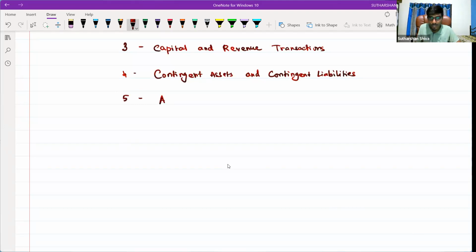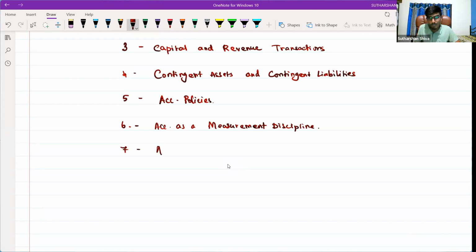In the 5th unit, you have accounting policies. What you have studied in your 11th, the same you are going to revise here. And the 6th one is based on accounting as a measurement discipline, how you are going to measure. In this, you will cover valuation, etc.